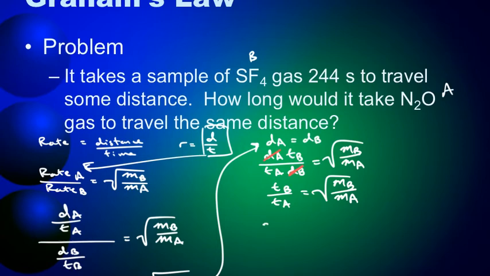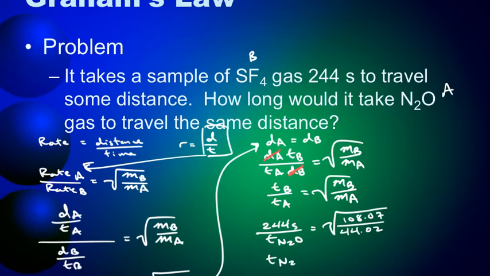So what we end up with here is 244 seconds over the time of N2O is equal to the square root of the molar masses of these gases. On the top, SF4 has a molar mass of 108.07, and on the bottom, N2O has a molar mass of 44.02. And if I rearrange this for the time it takes for N2O, we get 244 divided by 1.567.